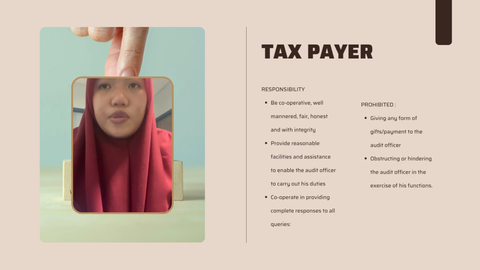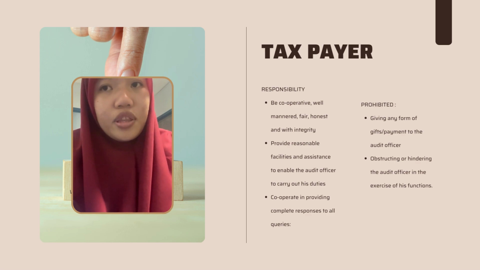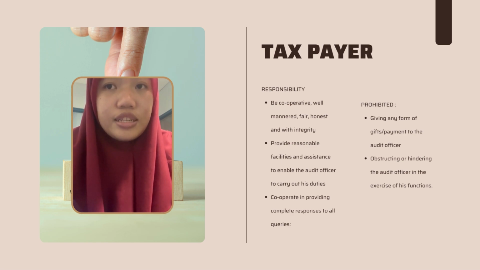The second one is the taxpayer. The taxpayer's responsibility is, first, to be cooperative, well-mannered, fair, honest, and with integrity. Second, to provide reasonable facilities and assistance to enable the audit officer to carry out his duties. And third, to cooperate in providing complete responses to all the queries. The taxpayer is prohibited from giving any form of gift or payment to the audit officer, and from obstructing or hindering the audit officer in the exercise of his functions.